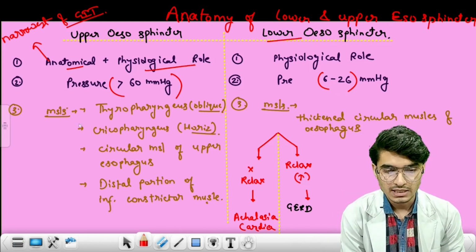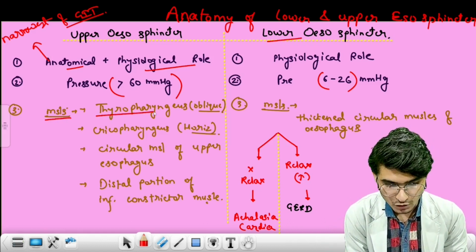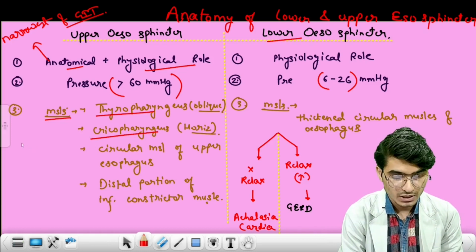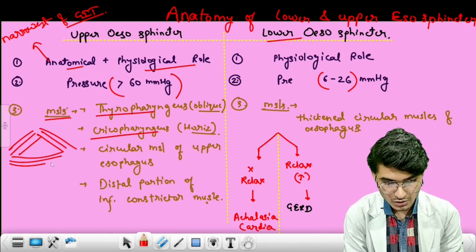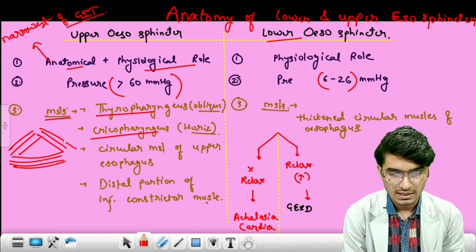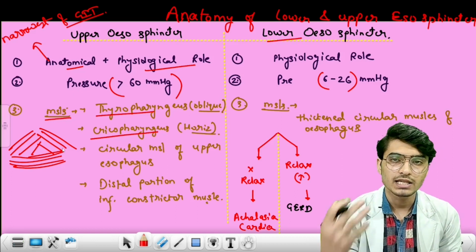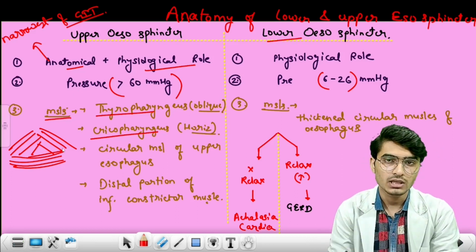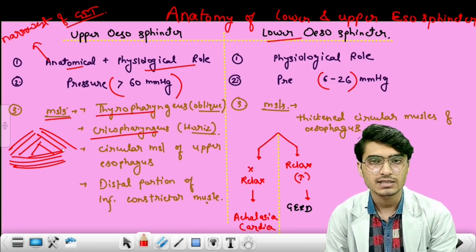Then we will discuss the muscles forming the upper esophageal sphincter, that is the thyropharyngeus and the cricopharyngeus. These are the oblique fibers of thyropharyngeus and these are the horizontal fibers of cricopharyngeus, and there is a triangular space in between, that is Killian's dehiscence, and the pathological outpouching of this Killian's dehiscence is called Zenker's diverticulum.